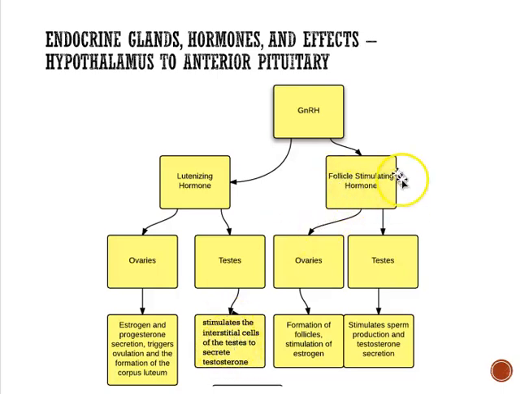Okay. Follicle stimulating hormone in the testes stimulates sperm production and testosterone secretion. So this also will stimulate testosterone secretion. In this case, it's not so much follicle formation that it's stimulating, but rather sperm production. All right, so hopefully this makes sense to you. Gonadotropin releasing hormone is released from the hypothalamus, which then goes to the anterior pituitary, causing the secretion of luteinizing hormone and follicle stimulating hormone. And depending on whether the individual has ovaries or testes, each one of these will have its individual effect.